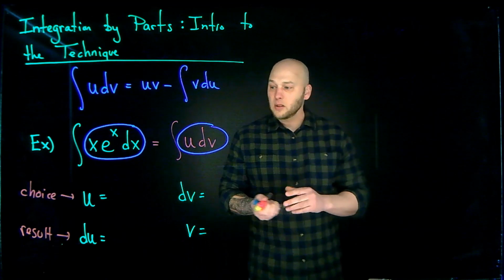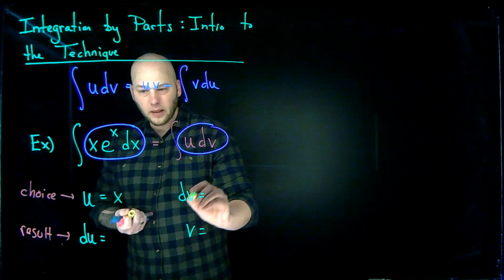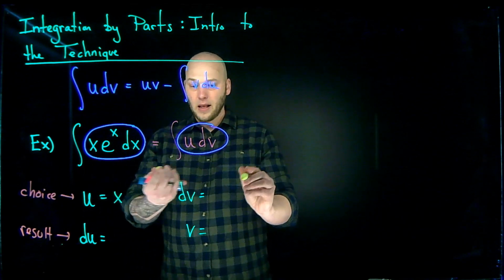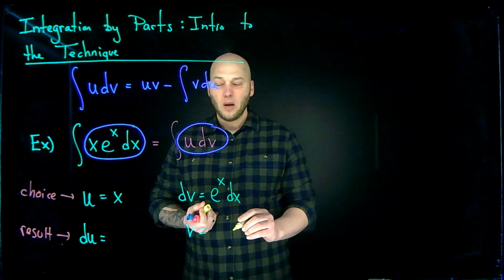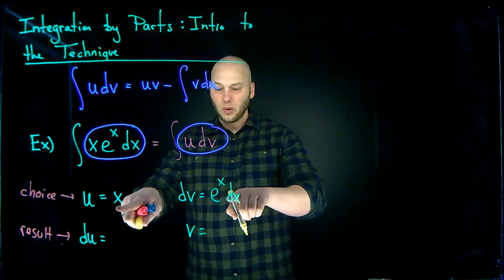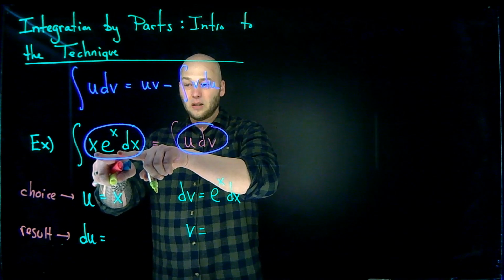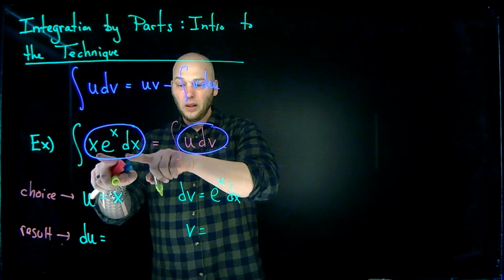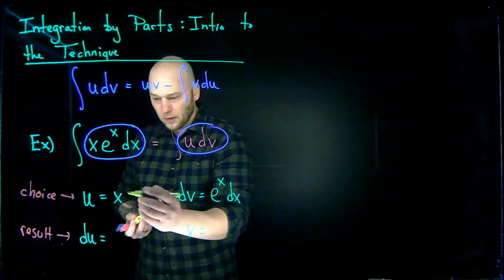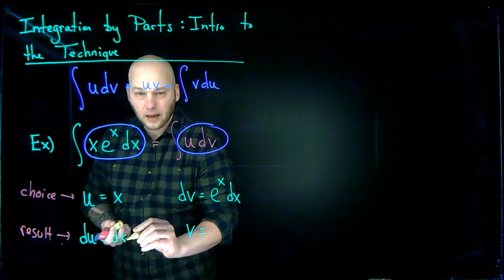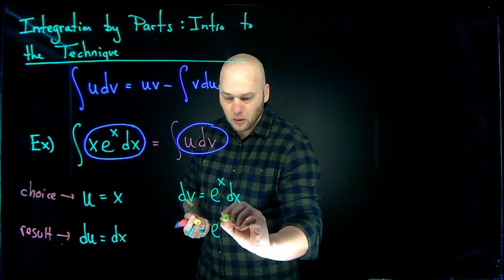Well, let's go ahead and see what happens if I choose u to be x and then dv to be everything else. So that means dv is going to be e to the x dx. All right, those are my choices, and notice that this factor and this factor put together is all of the original integral, or at least everything after the integral symbol, and it's equal to this product u dv. Now, the result of that is that if u is x, du would be dx. And if dv is e to the x dx, then v is going to be e to the x.